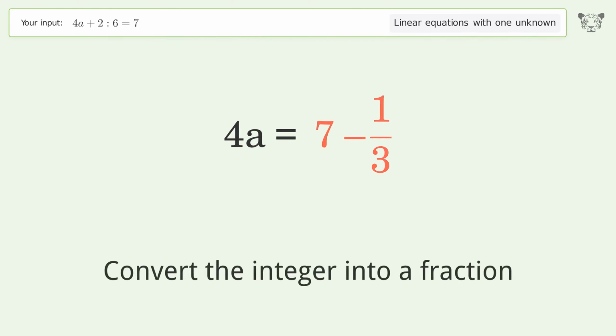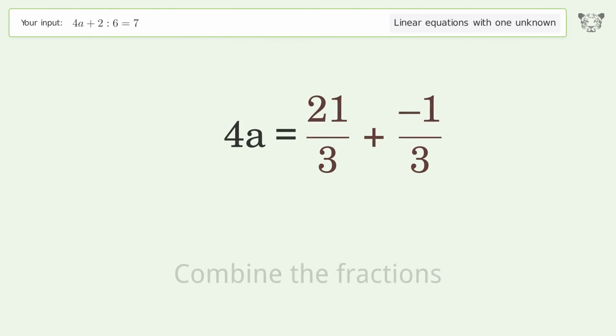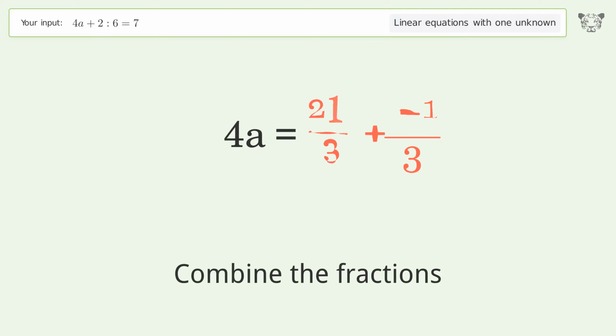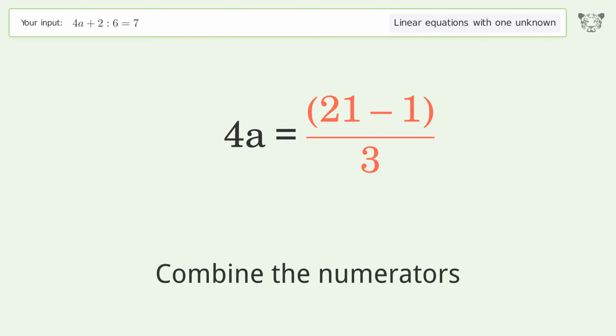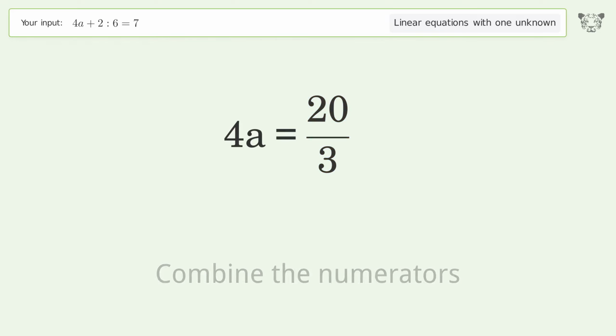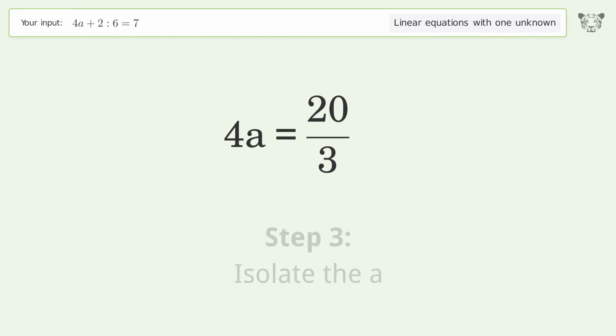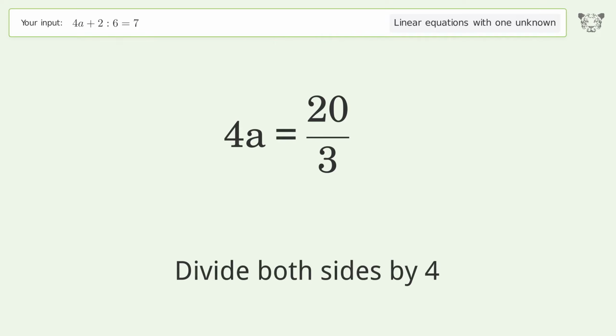Convert the integer into a fraction. Combine the fractions. Combine the numerators. Isolate the a. Divide both sides by 4.